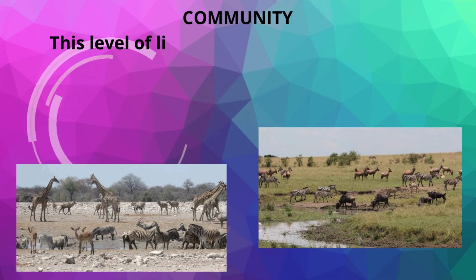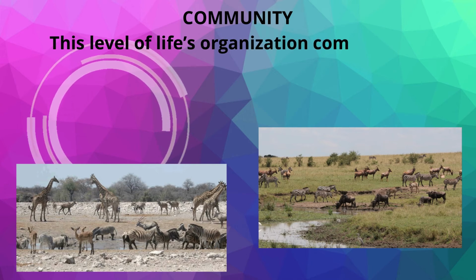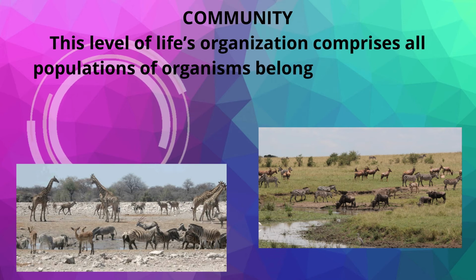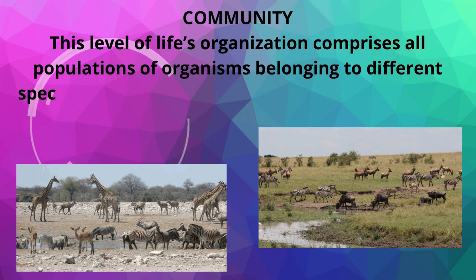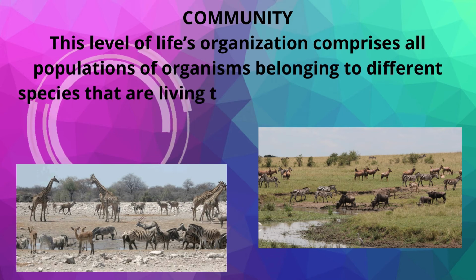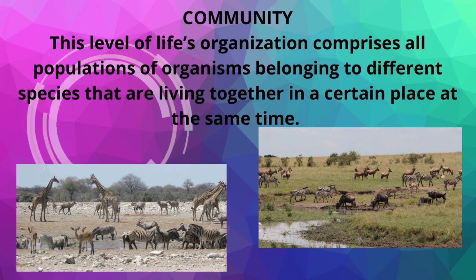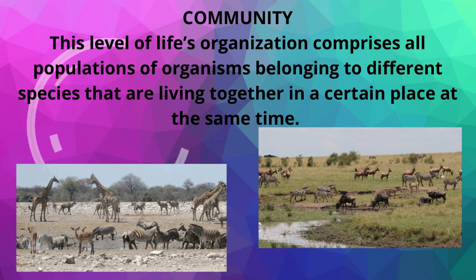Next level is the community. This level of life's organization comprises all populations of organisms belonging to different species that are living together in a certain place at the same time. At this level, organisms belonging to different breeds may compete for common food resources. Members of the same species may also compete for food, water, and shelter. Again, communities are groups of different populations that live together in a defined area.